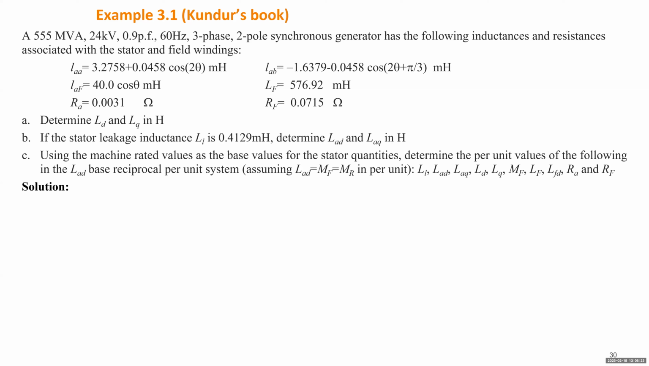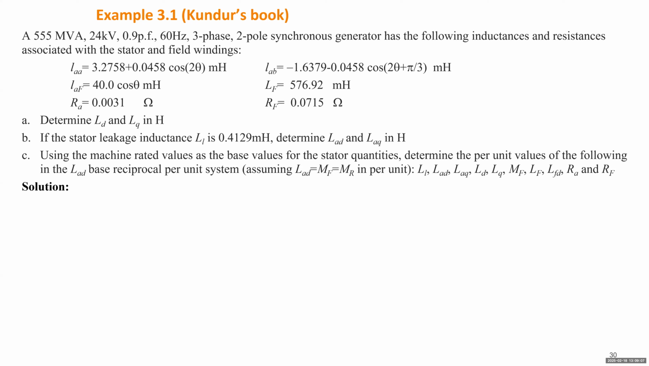Also, it's a cosine function of 2 theta. Then LAF is actually the mutual inductance between the winding A and the field winding. So this is also a cosine function. So LAA and LAB both have the period of 180 degrees, but LAF has 360 degrees. And LF is a self-inductance on the rotor. So this one doesn't depend on theta, right? For any quantity on the rotor, that doesn't depend on theta. And it also assumes the resistances in the stator winding and in the field winding have those values.